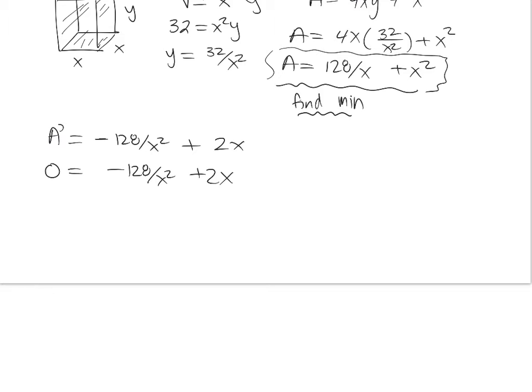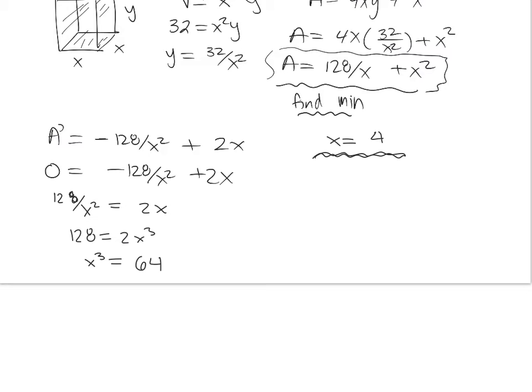Personally, I would add the 128 over x squared to that side. So 128 will equal 2x cubed. This was meant to work out. X cubed is 64. X equals 4.